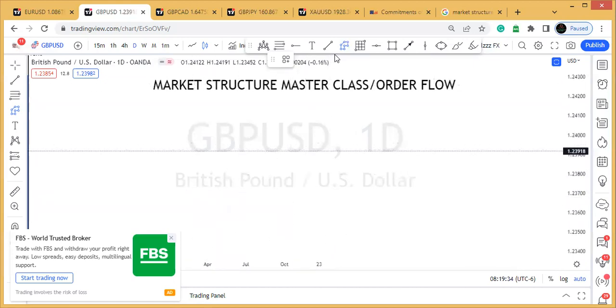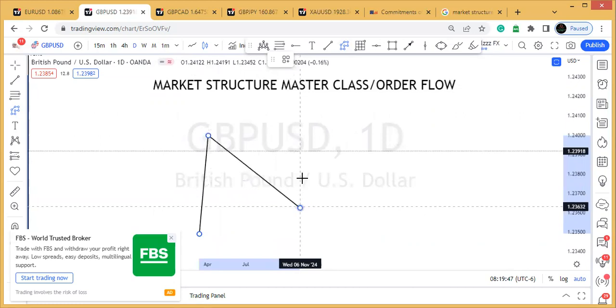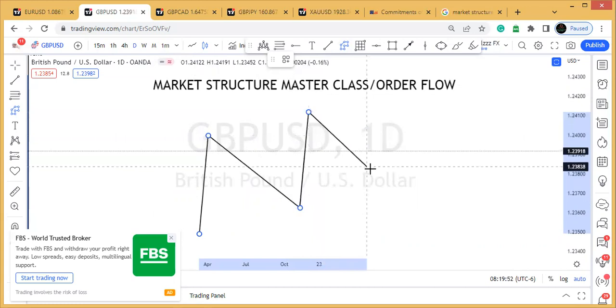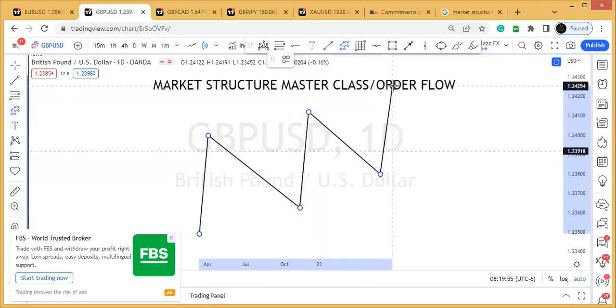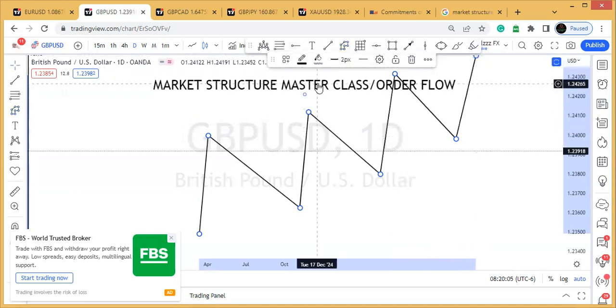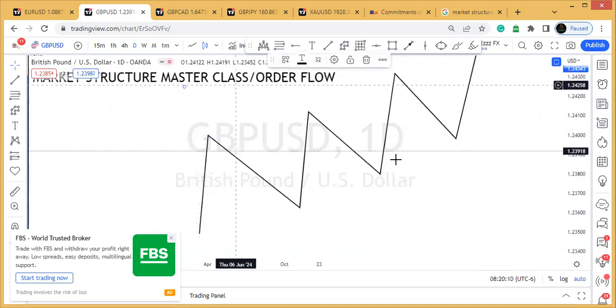Let me bring out my poly line, which I love to use a lot. So in a scenario when we have a bullish market, what we want to be seeing is price creating a high, creating a low, creating a high, creating a low, creating, let's say, a higher high, a higher low, and a higher high.